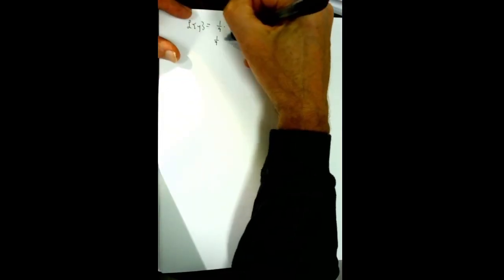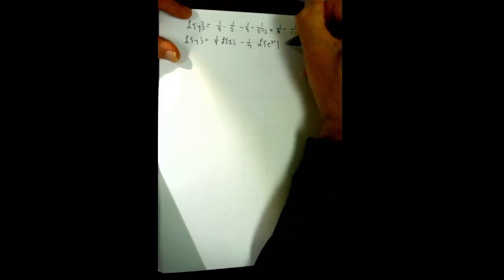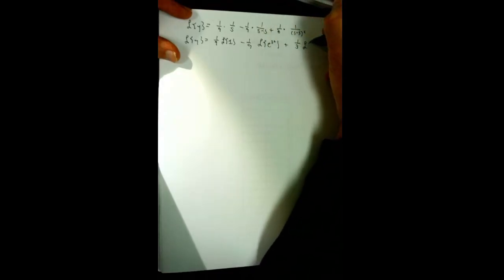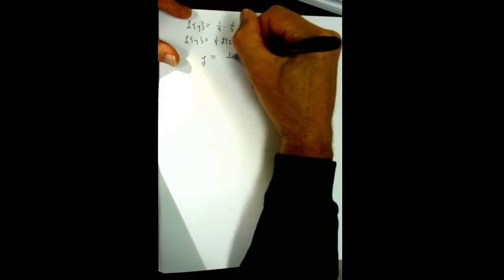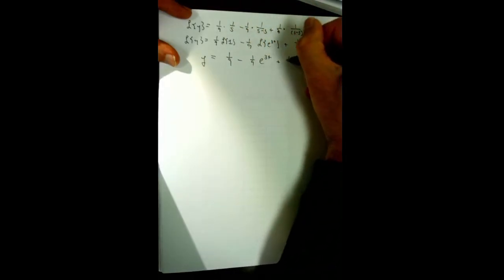So I get this expression, and this is going to be 1/9 times the Laplace transform of 1 minus 1/9 times the Laplace transform of e to the 3t plus 1/3. And we've already seen that this is Laplace transform of t e to the 3t. So my y is going to be 1/9 minus 1/9 e to the 3t plus 1/3. Oops, I forgot something. T e to the 3t, so be very careful here when I forget.